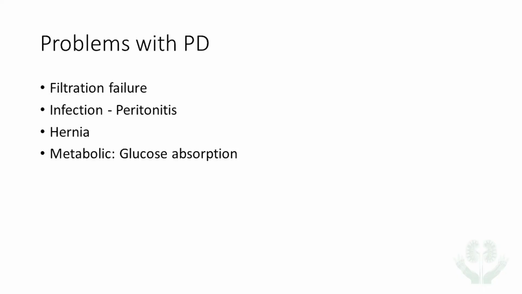In automated PD or APD, a cycler machine delivers fluid at night and also drains it out at the end of the night. There are several advantages of PD. It offers flexibility in terms of lifestyle. However, there are also complications associated with PD, such as infections of the abdominal wall called peritonitis. There could be absorption of glucose causing metabolic disturbances.